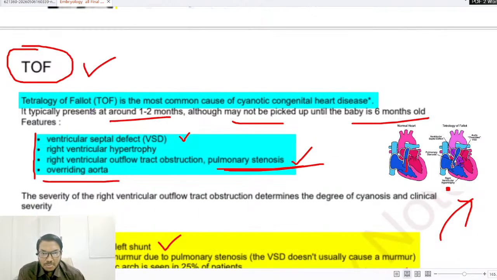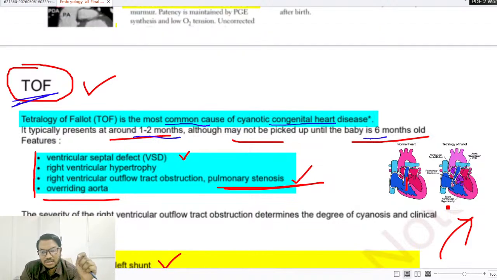TOF, you have to remember four options: TOF or tetralogy of Fallot. Most common cause of cyanotic congenital heart disease, typically present around the first 2 months, although it may not be picked up until the baby is 6 months old, maybe. What will be the features? This is important. What are the four components in tetralogy of Fallot?